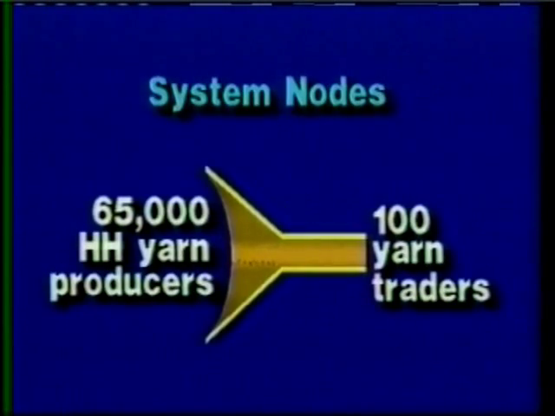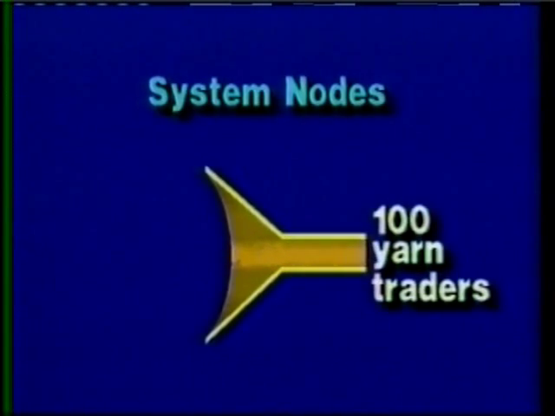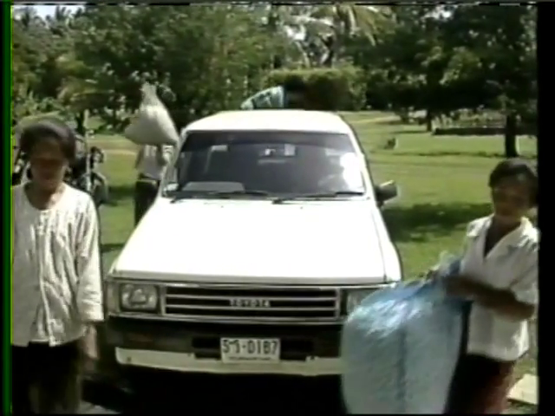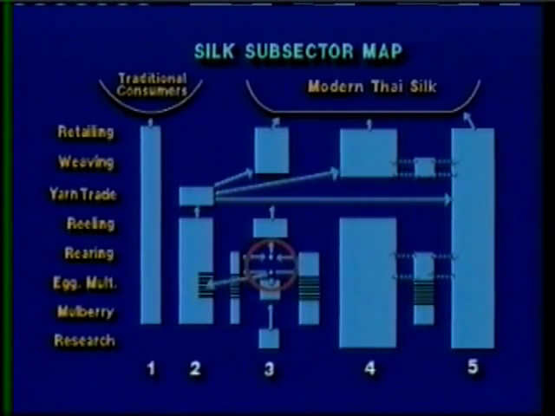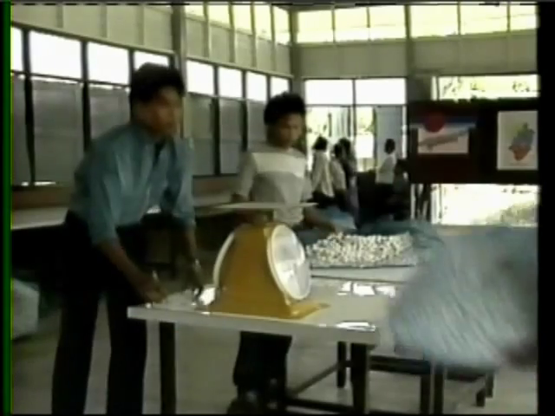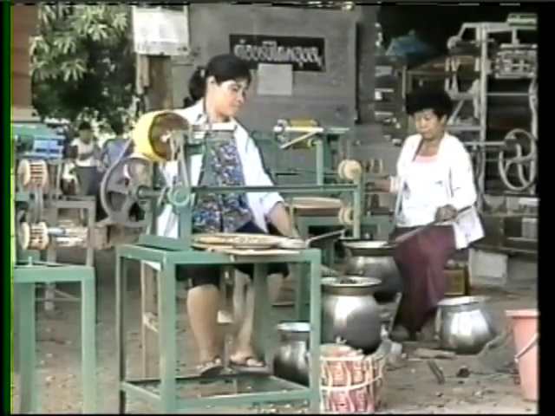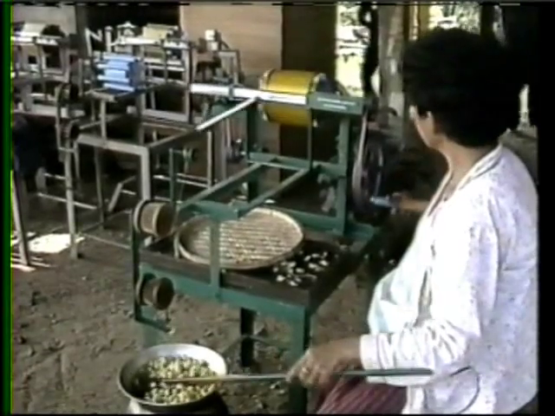System nodes can be thought of as funnels where large volumes of product pass through only a few hands. Villagers gather at assembly points to collect egg sheets and to sell white cocoons at the end of each 20-day production cycle. By visiting the assembly point on the right day, an interested agency could contact representatives of hundreds of villagers and demonstrate reeling equipment or gather and dispense information.